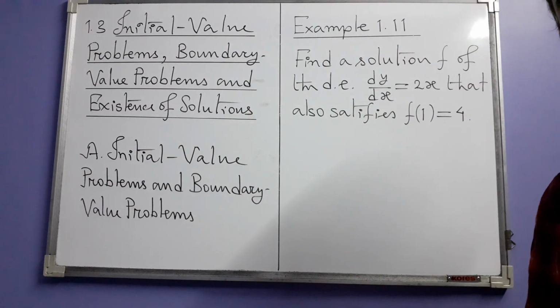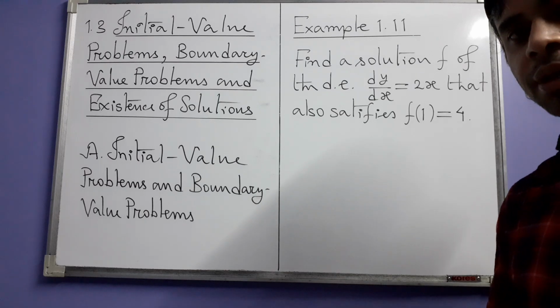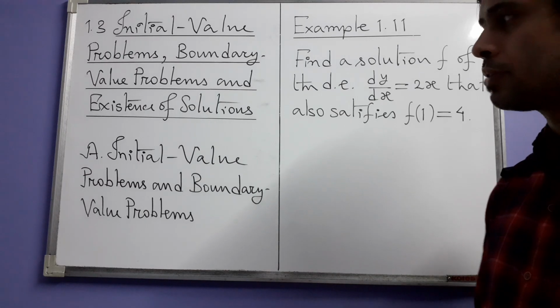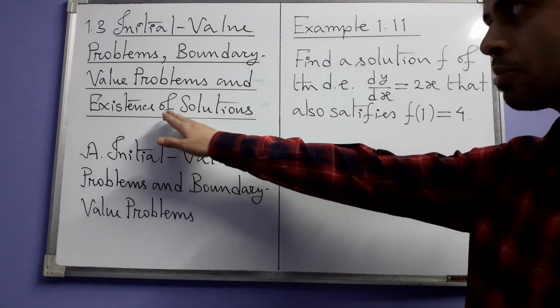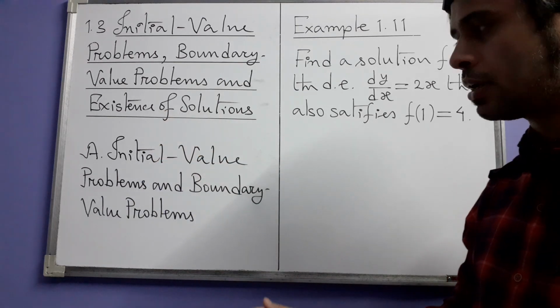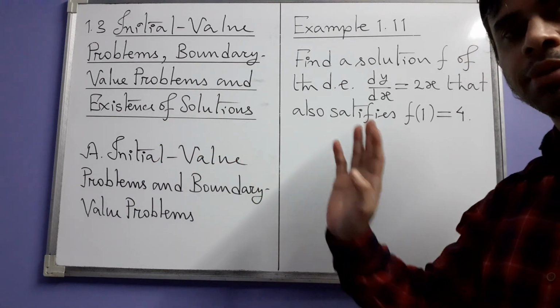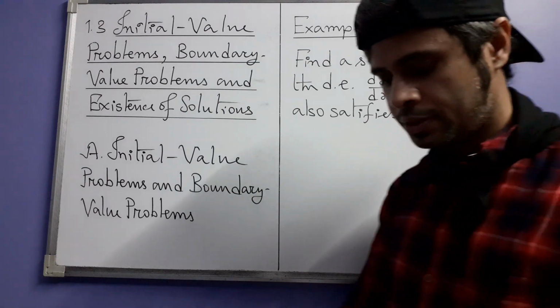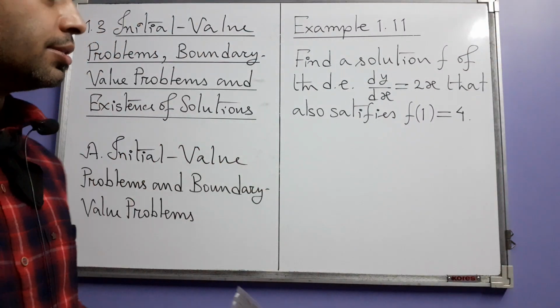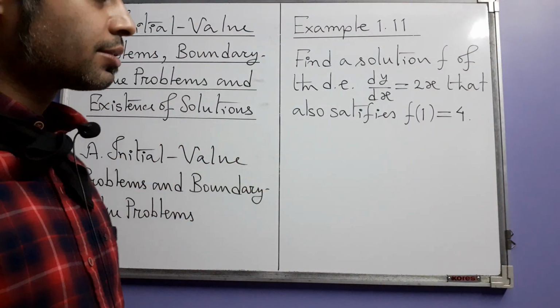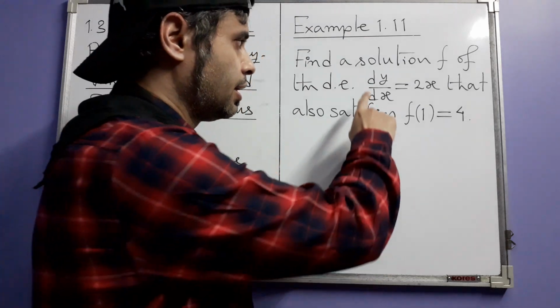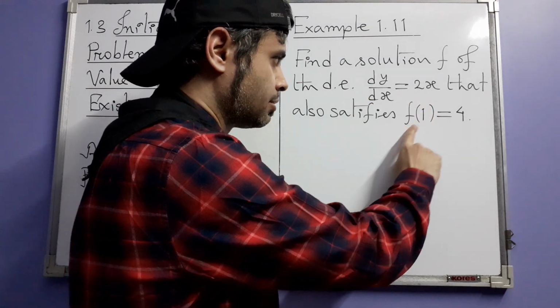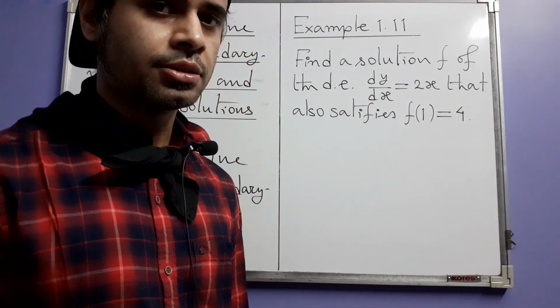Okay, so let us next see initial value problems, boundary value problems and existence of solutions. The existence part we are going to see afterwards. Let us first see what initial value and boundary value problems are. And we are going to start with this example. This example has two things, a differential equation and another extra condition.